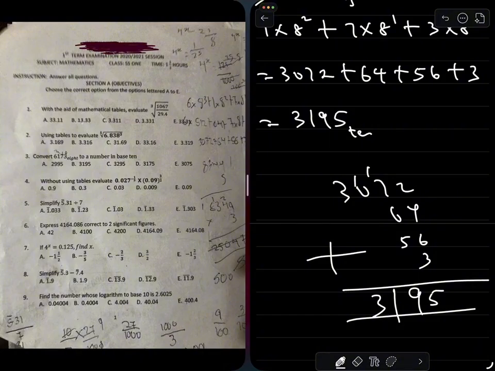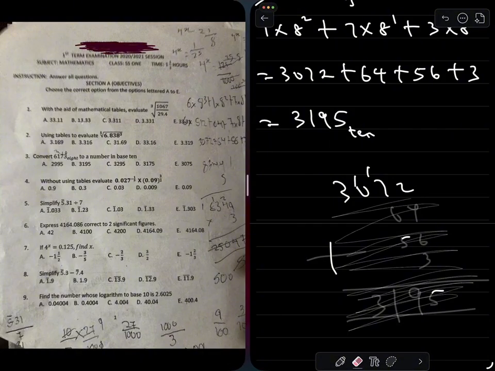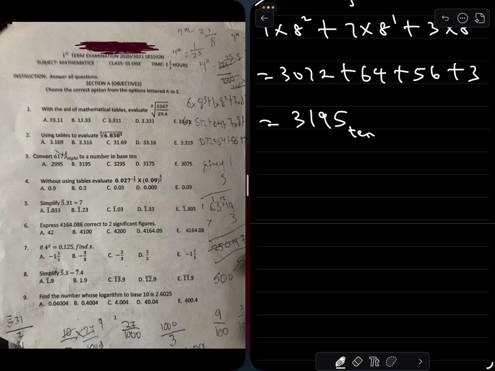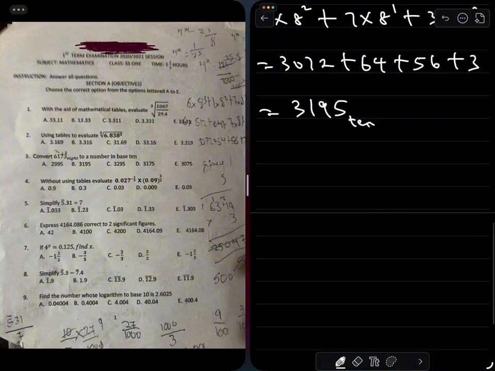3195 base 10. Even if you don't put any base, it's in base 10. If they don't put a base, that means it's in base 10. Exactly. Yes. If it's not base 10, they'll put whatever the base is. What's the option that matches that? Is that A or B or C? B. Beautiful. We go to number 4. Read the question, read the instruction.